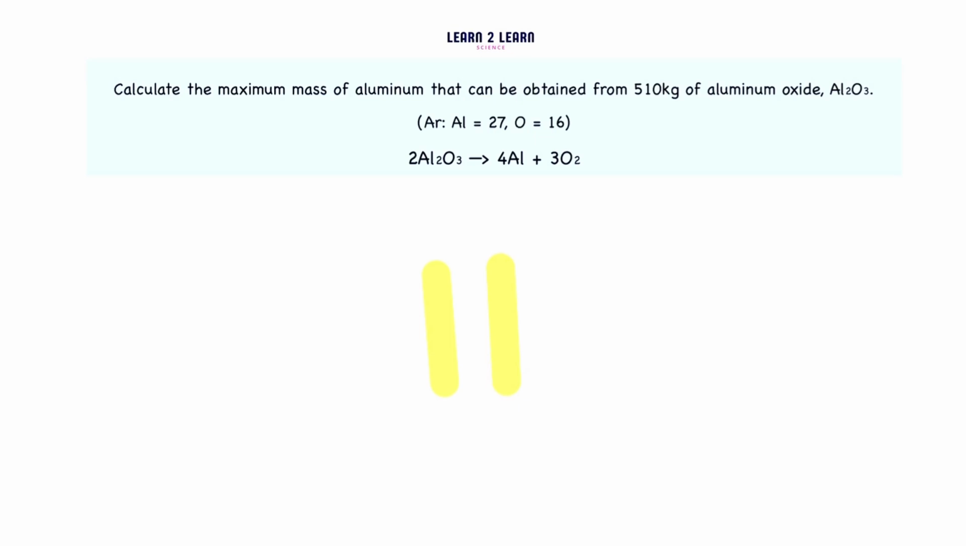Now it's over to you to calculate the maximum mass of aluminium that can be obtained from 510 grams of aluminium oxide. I will leave it over to you. Come back and check your answer.